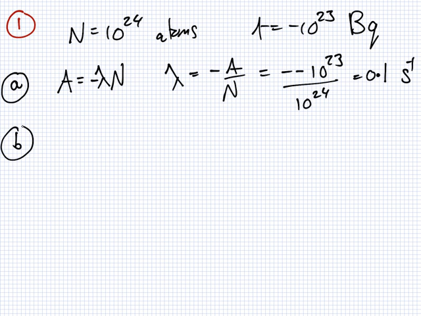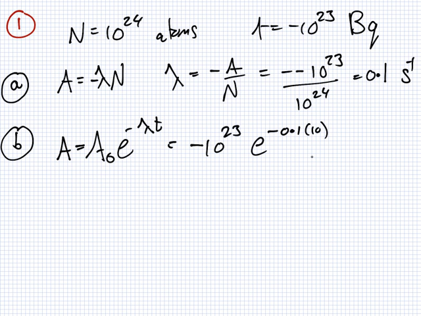Okay. Write that down or correct it if you need to. What's the B part then? Activity after 10 seconds. We can use this form then. A equals A0 e to the minus lambda t, which equals minus 10 to the 23 e to the minus 0.1 times 10, which of course is minus 10 to the 23 e to the minus 1, which I don't know, it's about 10 to the 22, 2.5 or something, is it?